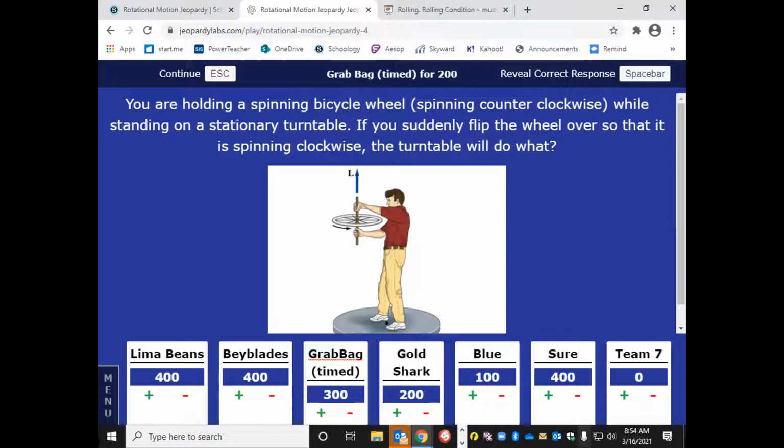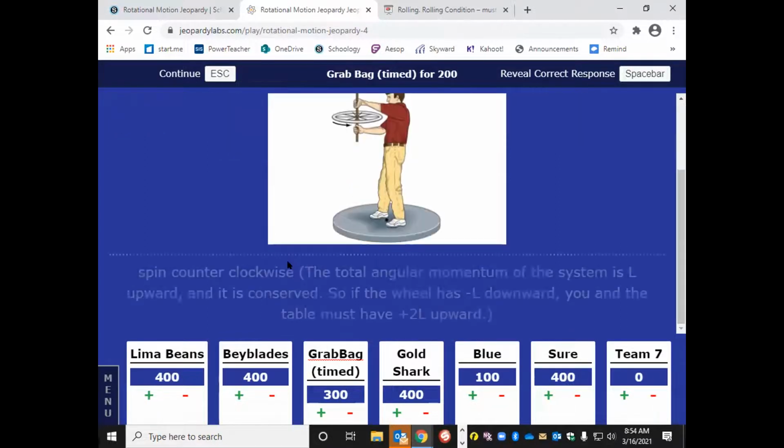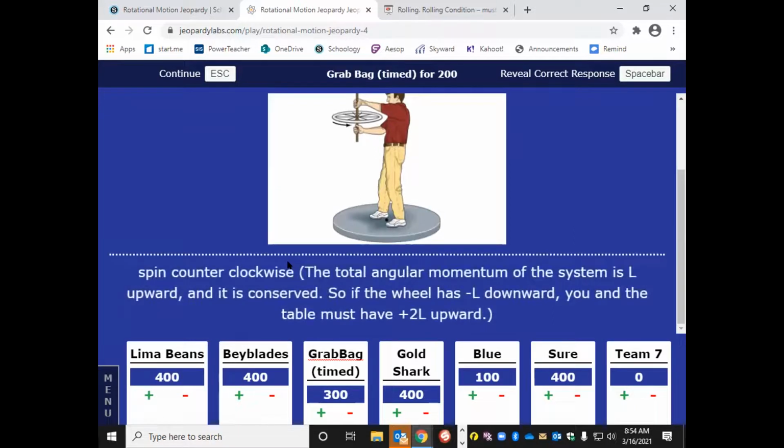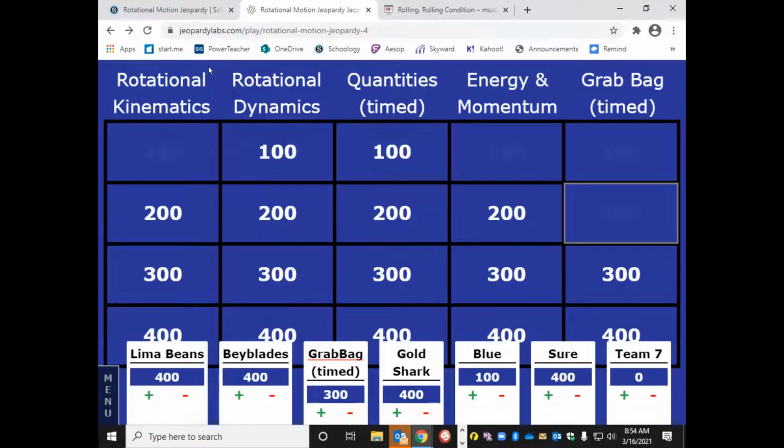This thing's in my way. I'm going to have to move this thing. So again, the wheel's angular momentum went to L, so the table must have 2L upwards. Okay. All right. Where are we at? Gold Shark, what do you want?